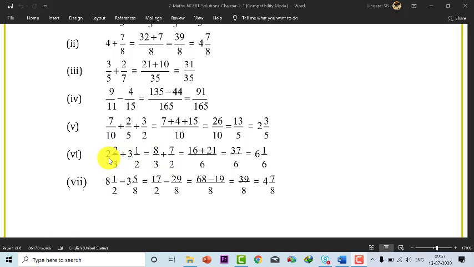In this case we convert a mixed fraction to an improper fraction by multiplying the whole number by the denominator and adding the numerator. So we multiply the whole number by the denominator, and the product should be added to the numerator. Then we get the improper fraction. So we got two fractions here, 8 by 3 plus 7 by 2.